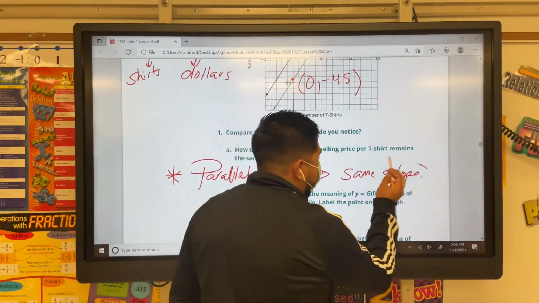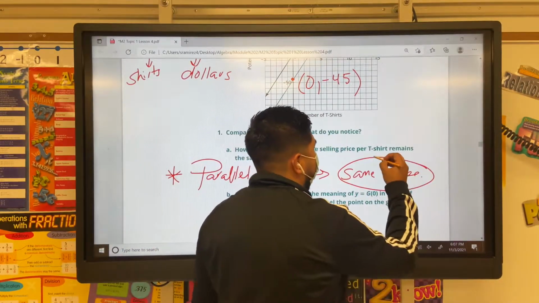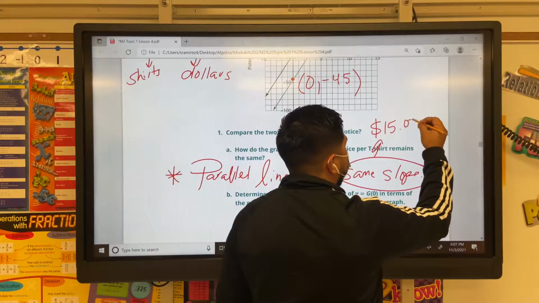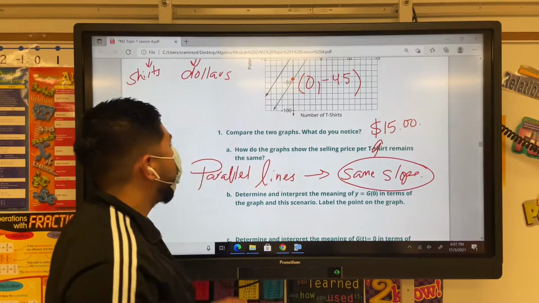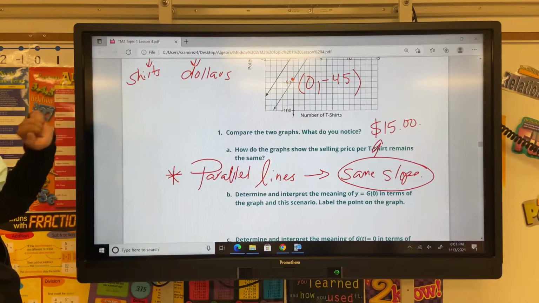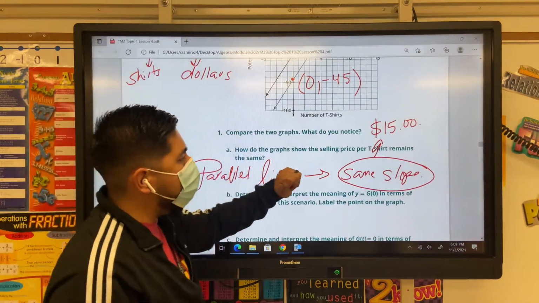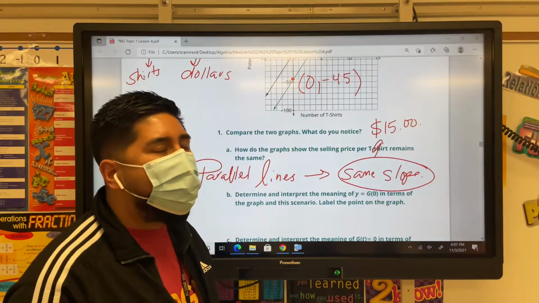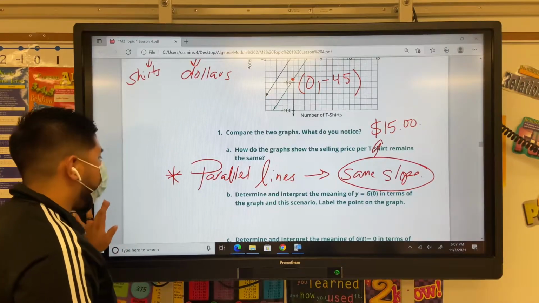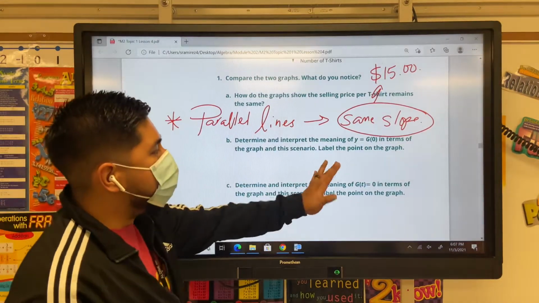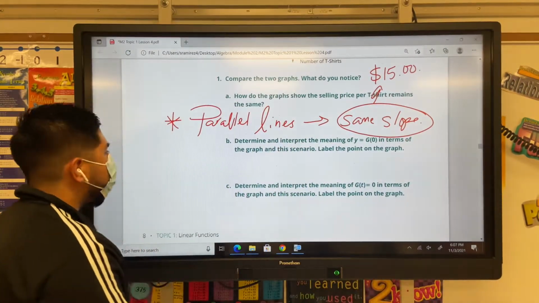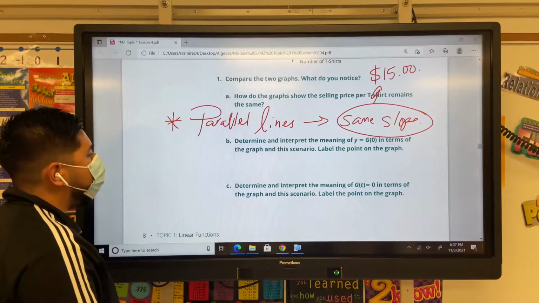Now, what does this mean in terms of our money? The shirts are still $15. So we started at negative 45. We noticed they're parallel lines, so the slope is the same, but we're still selling the shirts for the same price. Okay? This is chaos right here. We're gonna breathe. Not gonna stress about it.